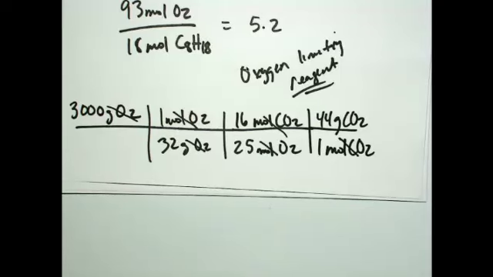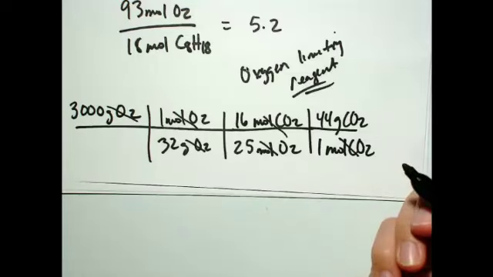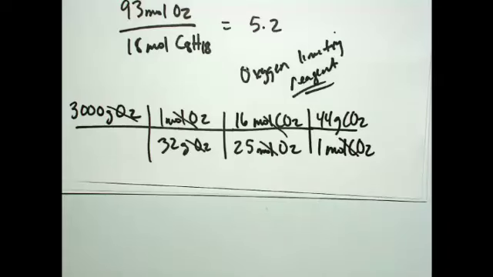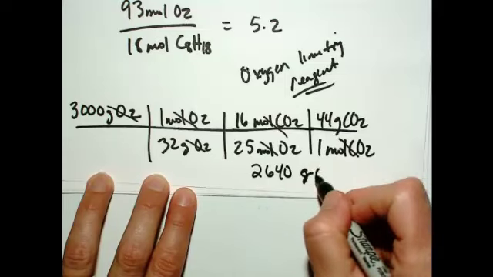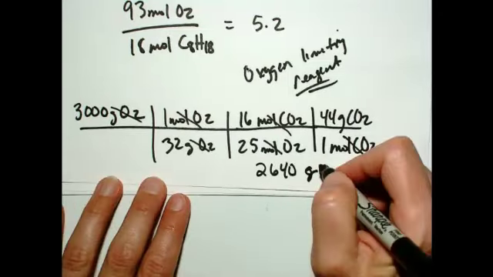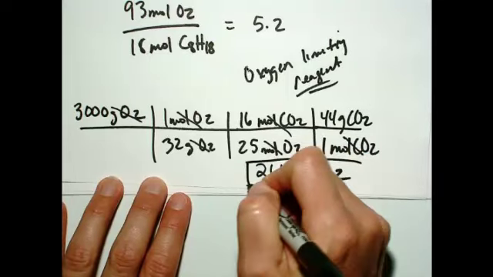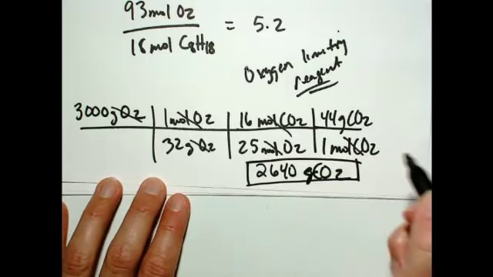The units cancel, we're left in units of grams of carbon dioxide. And in this case, when you burn 1 gallon of octane with only 3 kilograms of oxygen, you're limited to forming 2,640 grams of carbon dioxide, limited by the amount of oxygen you have available there. All right.